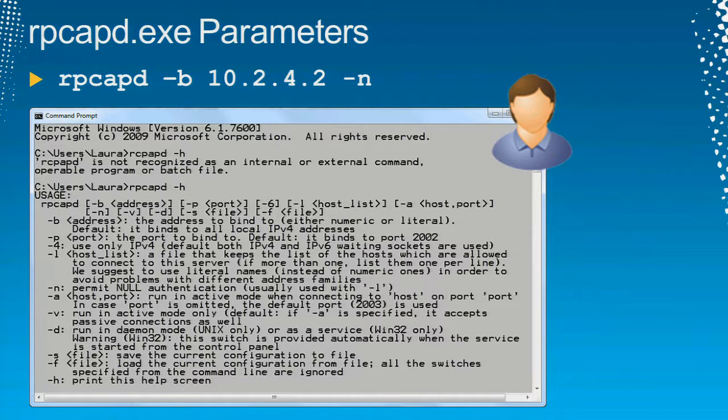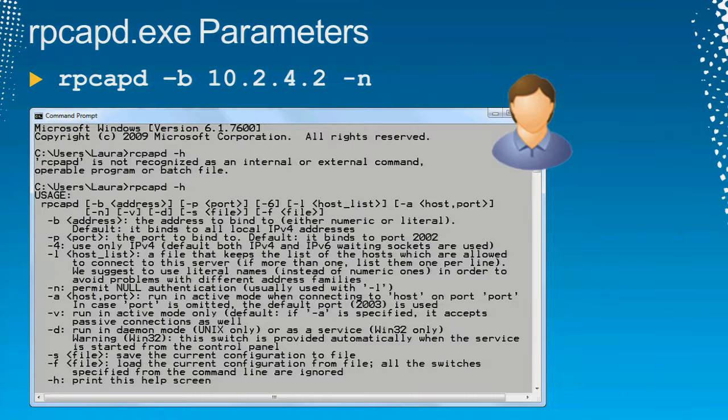You will see a reference here to running in daemon mode for Unix only. There's an RPCAPD version to run on a Unix host as well now. So most people think of WinPcap and RPCAP as being only Windows hosts or Windows products, but they aren't. There's no 64-bit version of RPCAPD out there. It's only a 32-bit version.